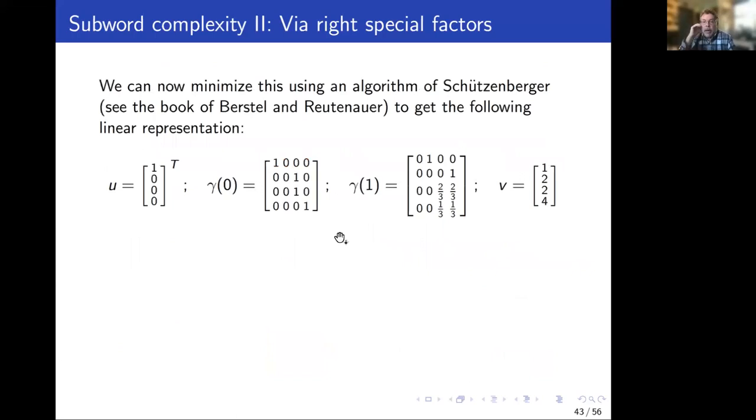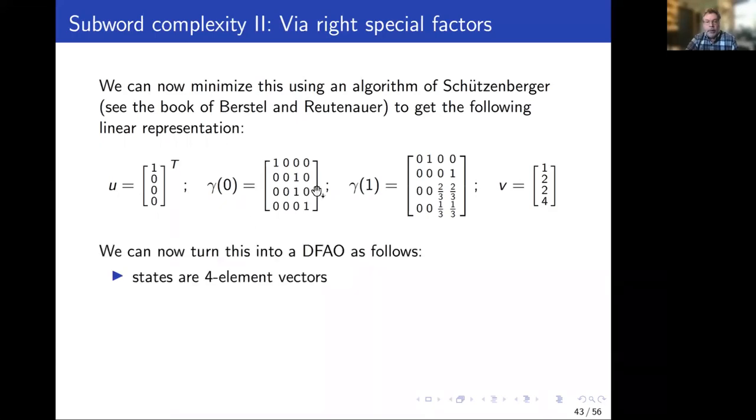Now we can minimize this using an algorithm of Schützenberger. And this is discussed in the book of Berstel and Reutenauer. I have Maple code that does this, which I can share with anyone. And it gives us a minimal linear representation. And now we can turn this minimal linear representation. Remember that the first difference of the subword complexity was bounded. So there's only finitely many values it takes. They're all integers. They're all non-negative integers.